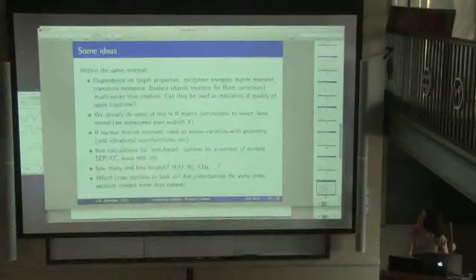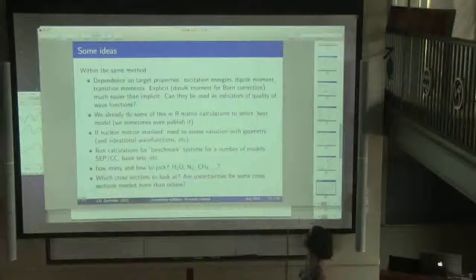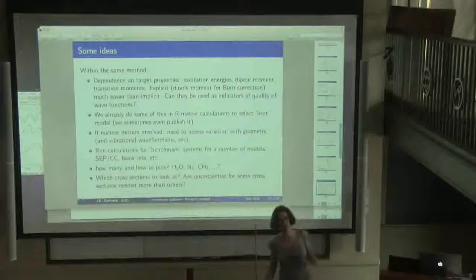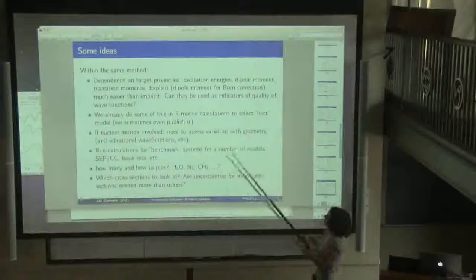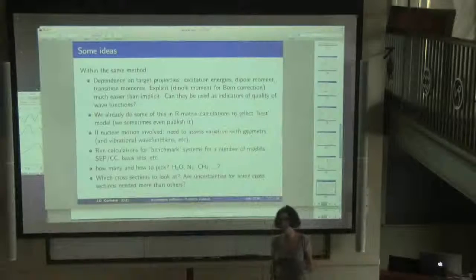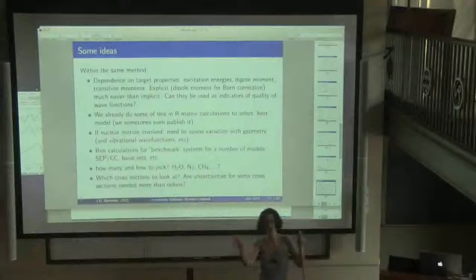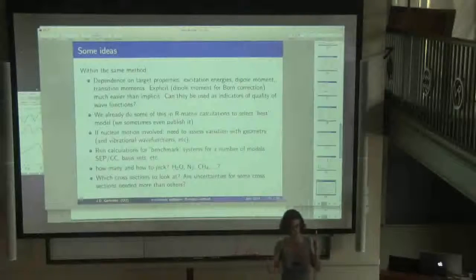Now, let me finish with some ideas. I think because we already do it with the R-matrix and I suspect with other methods, we can perhaps run a number of different calculations within the same method and look to see how the output, the scattering results, vary with this input. And there's two things, for example. With the target properties, there are explicit dependencies. That is, we put the value of the dipole moment as an input for the outer region calculation. We can vary that, and we can see how the results change.